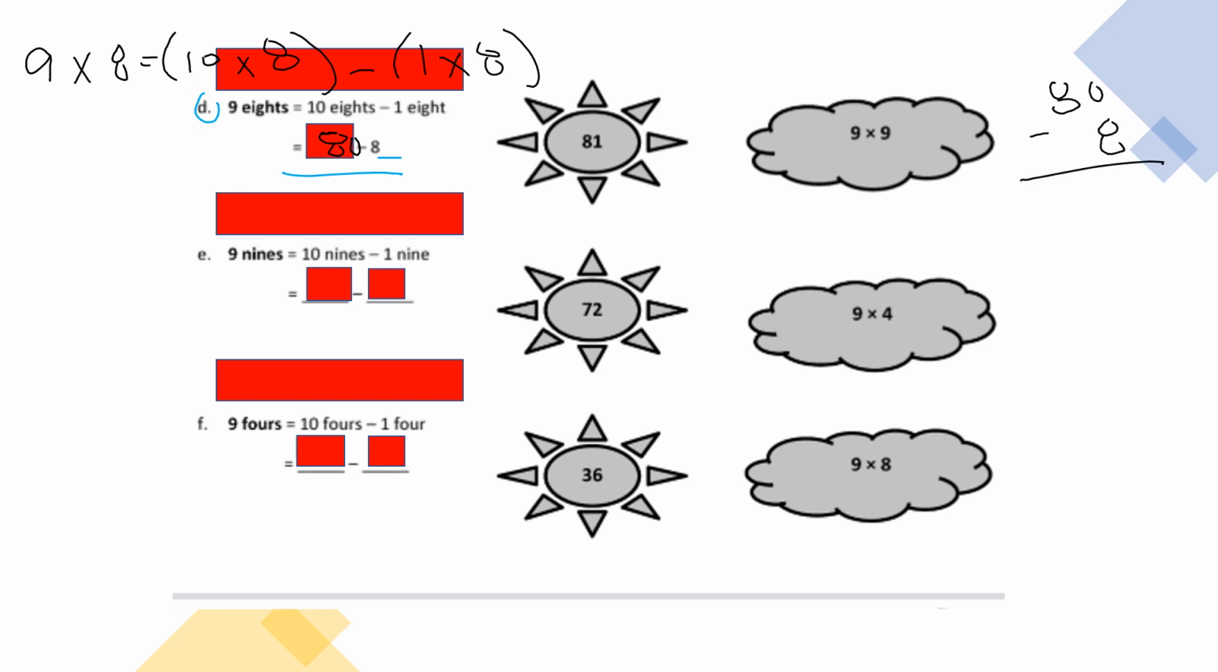0 minus 8. Can't do that. Go next door. Turn the 8 into a 7. And now the 0 becomes a 10. 10 minus 8 is 2. 7 minus 0 is 7. So that means that 80 minus 8 is 72.